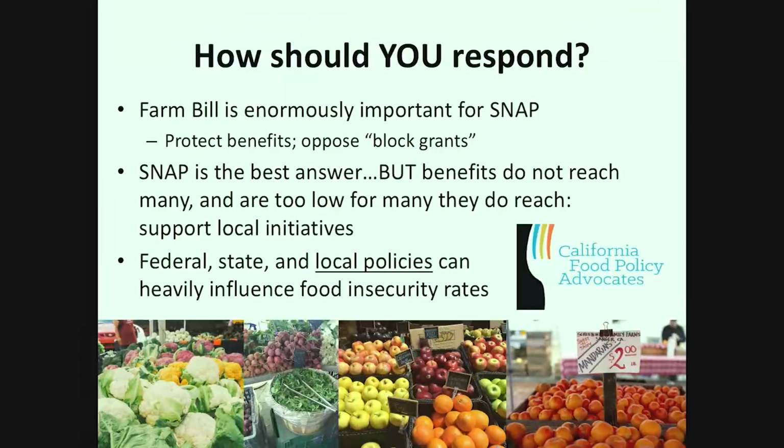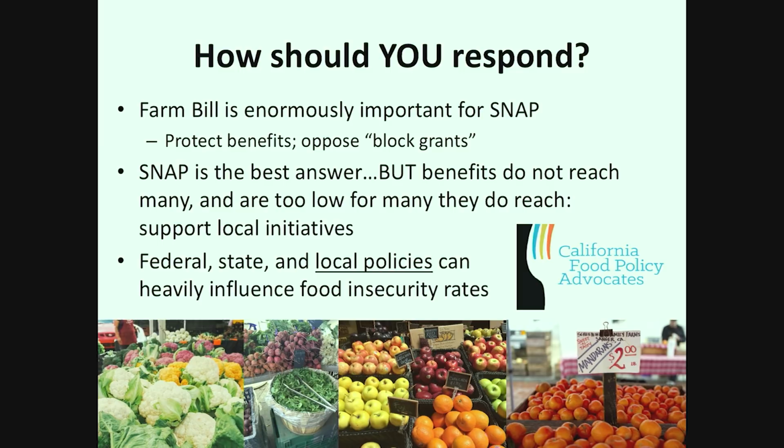The Farm Bill is enormously important for SNAP. As many of you know, it is being renegotiated now. It is set to expire in 2018. Our party line is to protect benefits and oppose block grants. Block grants would be the ruin of the SNAP program. SNAP is the best answer, but benefits don't reach many, and they are too low for many that they do reach. And this is the role that local initiatives play to support food security in communities and populations that aren't reached by SNAP or for whom SNAP is just woefully inadequate.